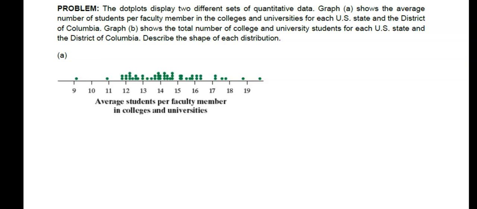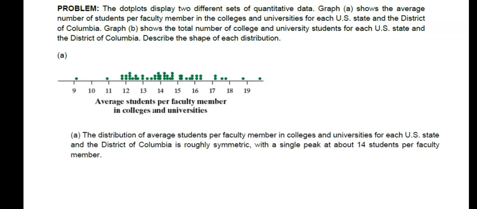Here's the dot plot that's given to us. It's about the average students per faculty member in colleges or universities. So you can see there's a little bit of variation there. Okay, so describe the shape. So what is the shape of this one? Probably the only big thing I would see is it looks roughly symmetric. It's not perfectly symmetric, but it looks roughly symmetric. And that's probably all I'd say about that one.